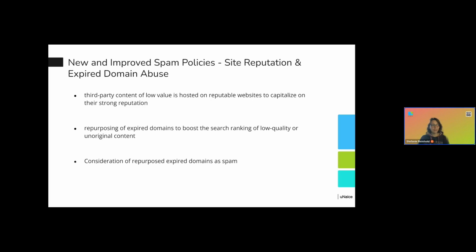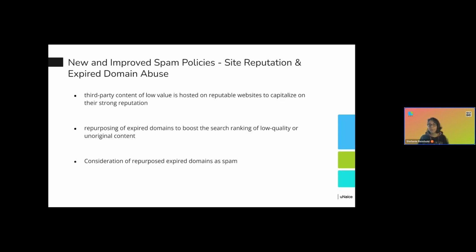The same goes for expired domain abuse. Sometimes you have domains that had a very good reputation, but for some reason or another, it's now expired. So it doesn't belong to the original owner anymore, and there's no content on there. And you have a third party, for example, that's repurposing this expired domain to boost their own search rankings. So again, it's like with the guest articles. They're just putting more content on that expired domain, which is now obviously no longer expired because they bought it, to give themselves some backlinks.